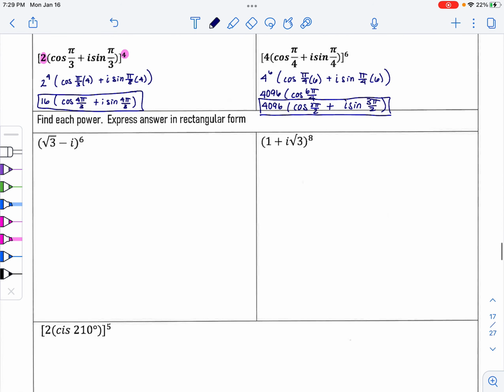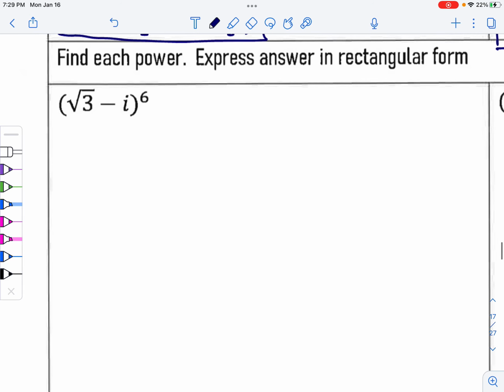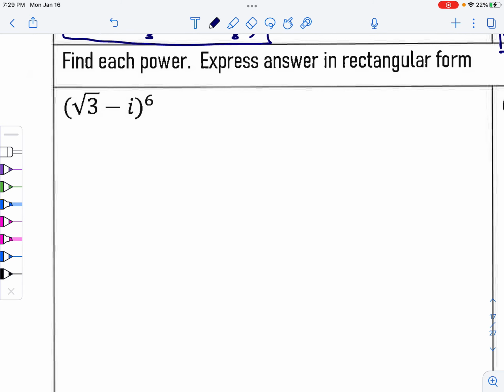Okay, so here are the problems where we start to have a little bit more work ahead of us. They want us to leave our answer in rectangular. Not only do they start us in rectangular, so our very first job is to convert to polar. I cannot apply DeMoivre's when it is in rectangular form.